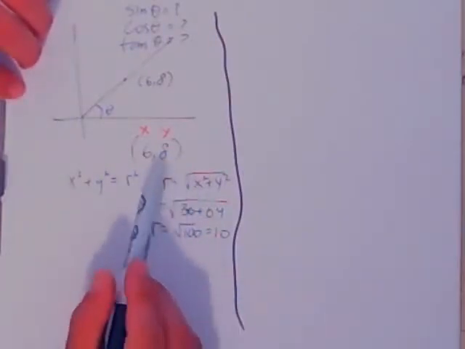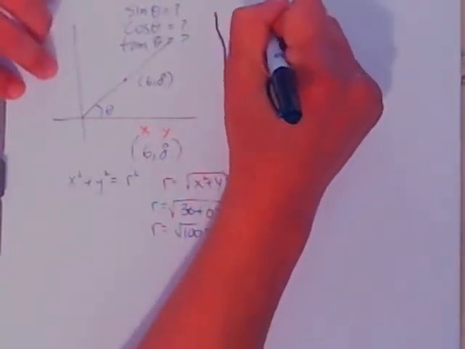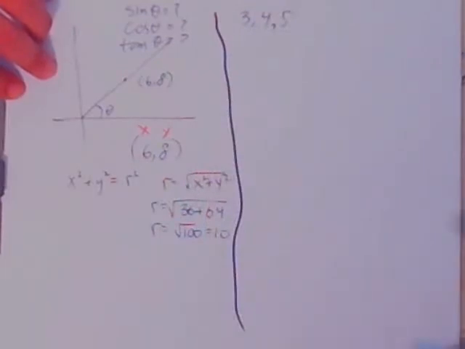I know that 6, 8, 10 is also a Pythagorean triple, the 3, 4, 5. This 3, 4, 5 is ubiquitous. It's everywhere.